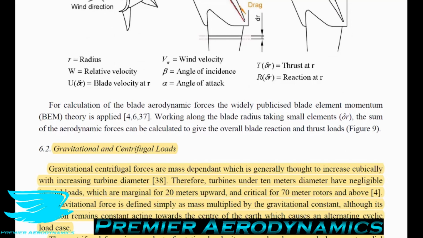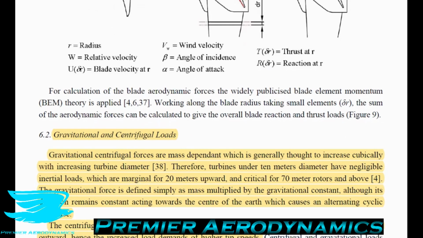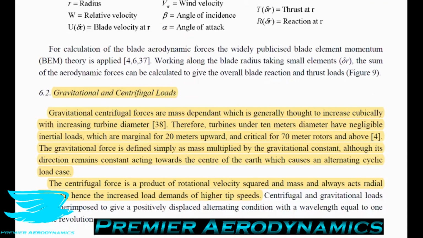It's just easier to have it much more rigid, and that way you know what the aerodynamic loading is going to be much more easily. The gravitational centrifugal loads. So the gravitational centrifugal forces are mass dependent, and are generally thought to increase cubically with increasing turbine diameter. Therefore, turbines under 10-meter diameters have negligible inertial loads, and they are marginal for 20 meters upwards and critical for 70-meter rotors and above.